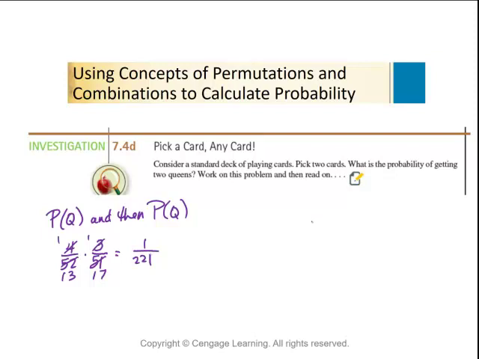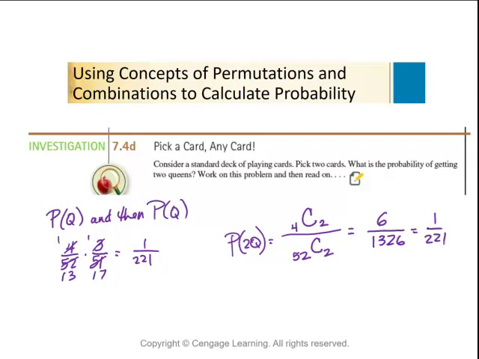You could have also gotten this directly by saying, well, this is a combination. Order does not matter. So the probability of 2 queens is a combination: 4 queens, choose 2. And then the total different possibilities would be 52 cards, choose 2 of them. If you do this, let me compute that in my little calculator. 6 over 1,326, which reduces down to 1 out of 221. So it's all a matter of which one makes the most sense to you, and you can solve it by either method. So let's see what we have next.